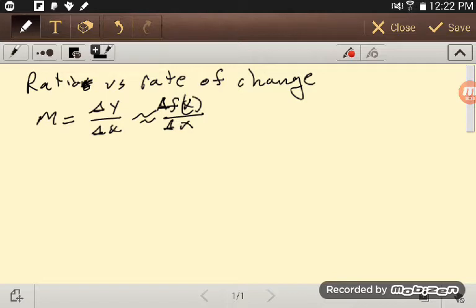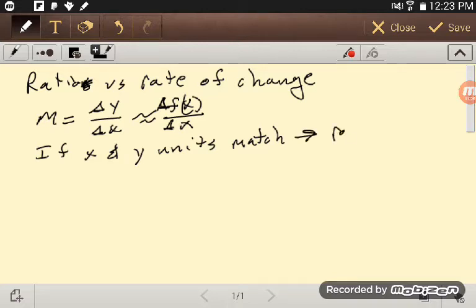So they want to say that the slope is a ratio if the units of y and x are the same. So if x and y units match, what the book is saying is this is a ratio. Well, that's true. They're not lying to us.